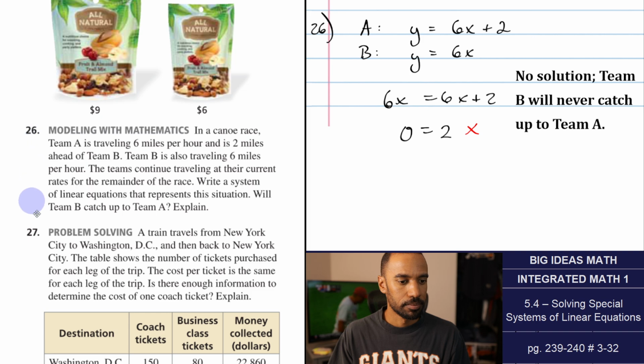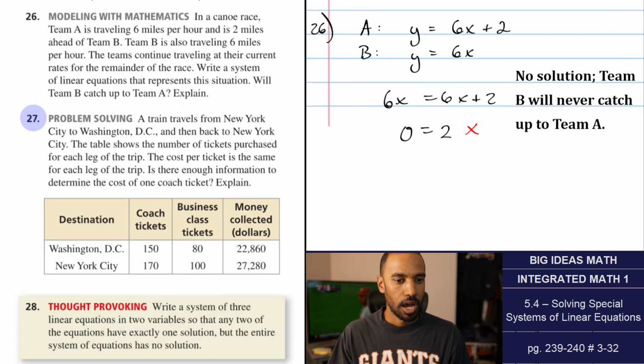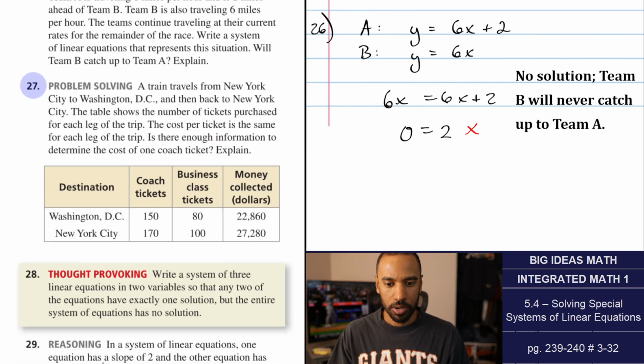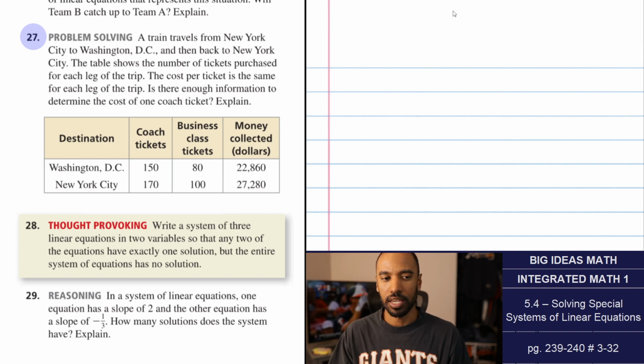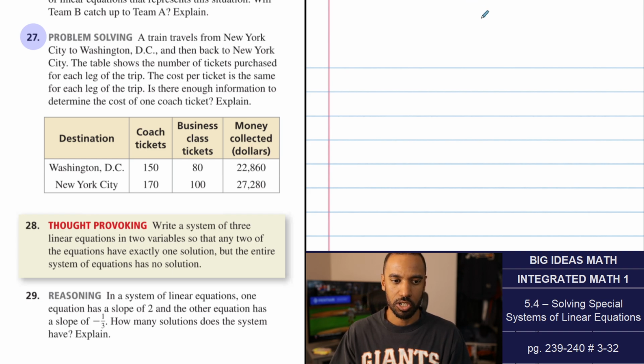Number 27. A train travels from New York City to Washington, D.C., and then back to New York City. The table shows the number of tickets purchased for each leg of the trip. The cost per ticket is the same for each leg of the trip. Is there enough information to determine the cost of one coach ticket? Explain.